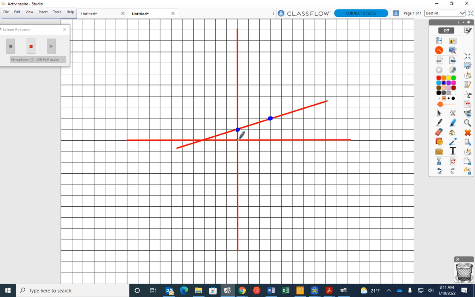Is it on this side or this side? This is my test point. If it's true, I shade the side that has the test point. So what side am I going to shade? The bottom side. Everything down here is going to be shaded. There are two sides to this line. One contains the test point, the other side does not. When I put that test point in, if it's true, I shade that side. If it's not true, I shade the other side.